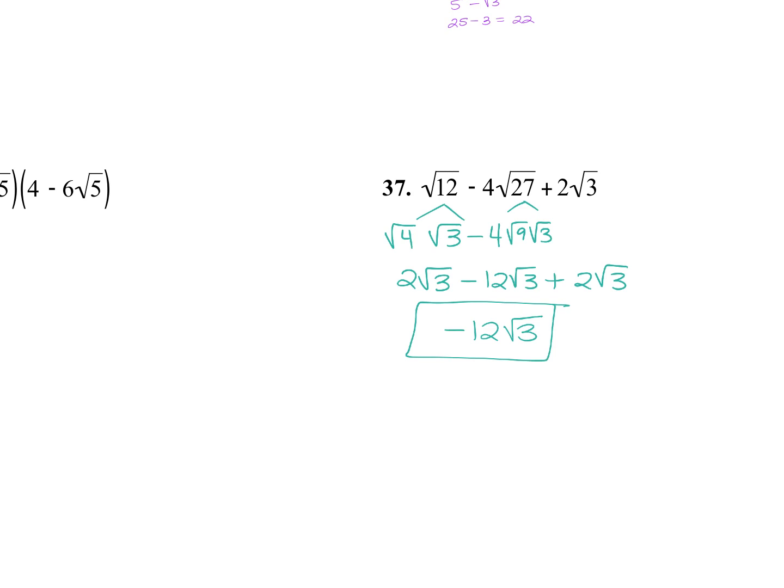Guys, we only missed one problem? Oh, I did something wrong. What did I do? I think it's just 3. No, it's not. What did I do? 2 minus 12 is a negative 10 plus 2. Sorry, negative 10 rad 3 plus 2 rad 3 is a negative 8 rad 3.